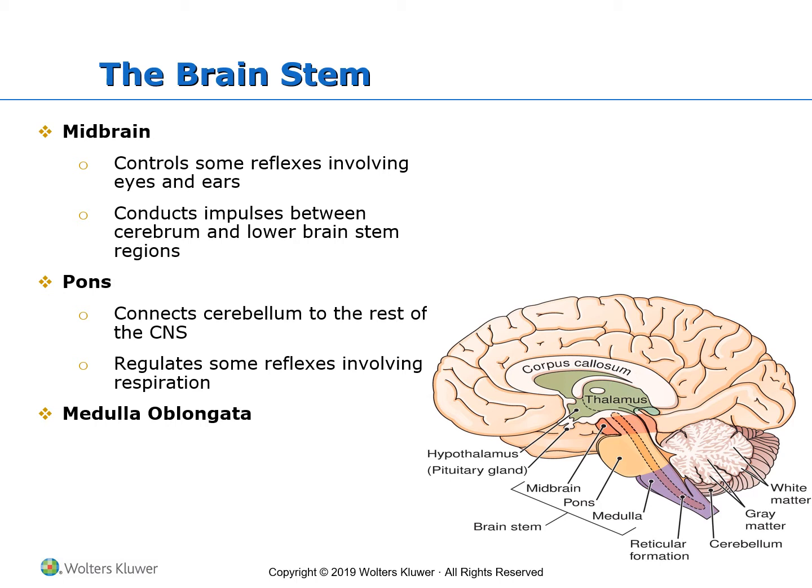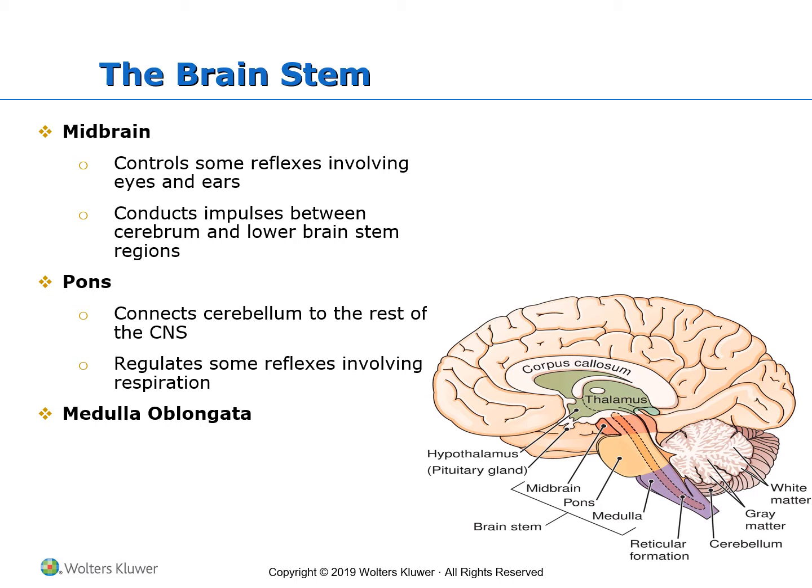For example, moving of the eyes in order to track an image or to read. The pons connects the cerebellum to the rest of the central nervous system, and it's located actually in front of the cerebellum. It has mainly myelinated nerve fibers, and the name is related to its function. It's called the pons, and pons in Latin means the bridge. There are also certain involuntary reflexes related to regulation of respiration that have their centers in the pons.